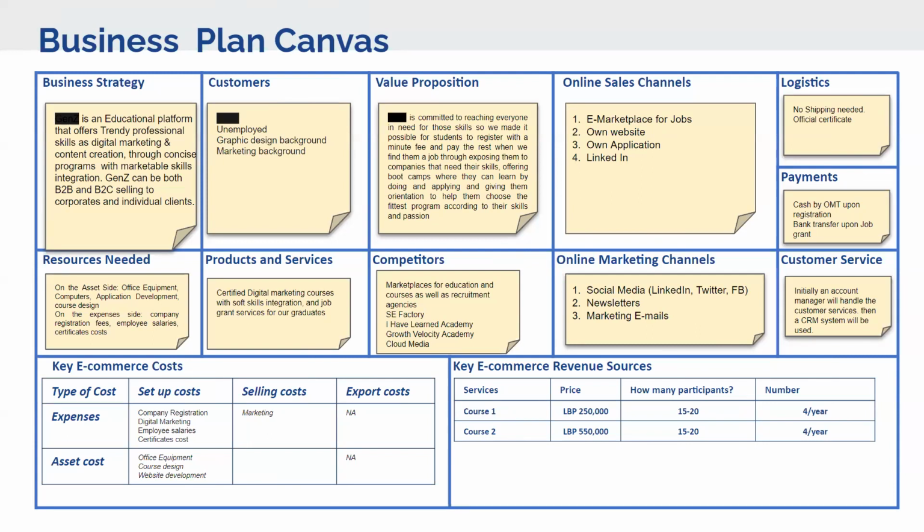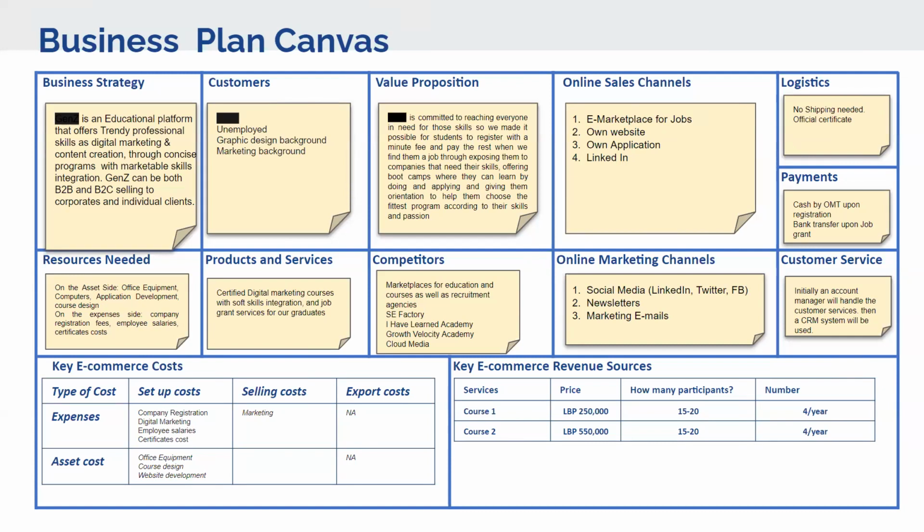The products and services, so we're not selling a product, we're selling a service, we're selling a course actually. It's certified digital marketing courses with soft skills integration and job grant services for our graduates. Who are our competitors? We identified 4 competitors, and usually when we do a business plan canvas, the competitors we identify are those that we look up to, or those we would like to be, that have a similar value proposition or do better than them.